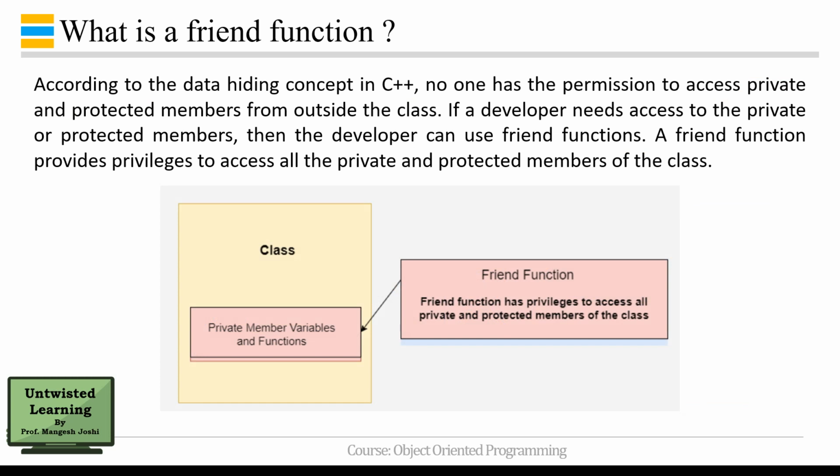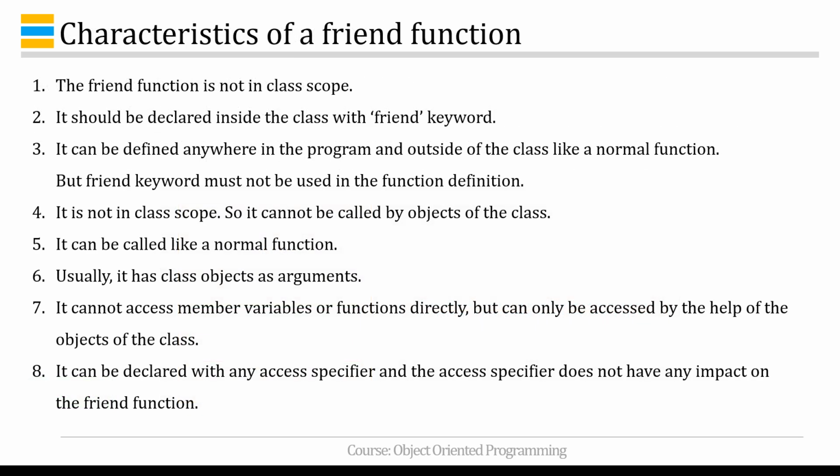So if you make a function a friend, the friend function has privileges to access all the private and protected members of the class. So what are the various characteristics of a friend function? The friend function is not in the class scope, right? So it is an outside function, so it is not in the class scope.